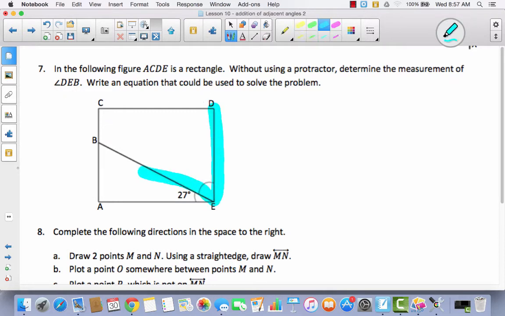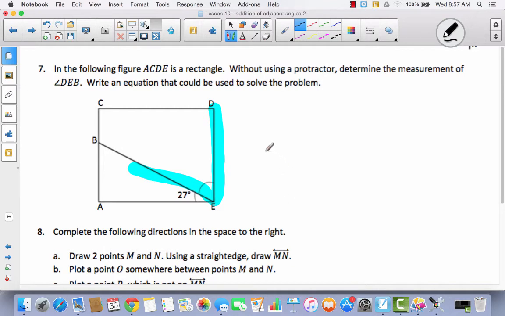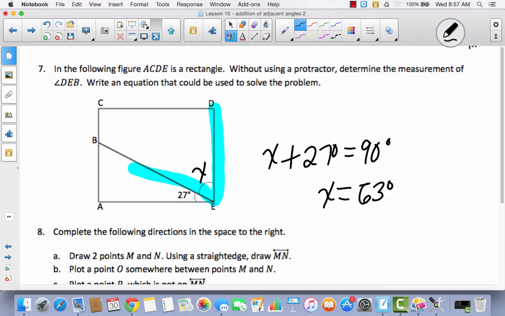So I know that AED is equal to 90 degrees because it is a rectangle. So therefore, I'm going to go ahead and call this angle, it does say angle DEB, but I'm going to call it X, okay? So X plus 27 degrees equals 90 degrees. Therefore, X has to be equal to 63 degrees.